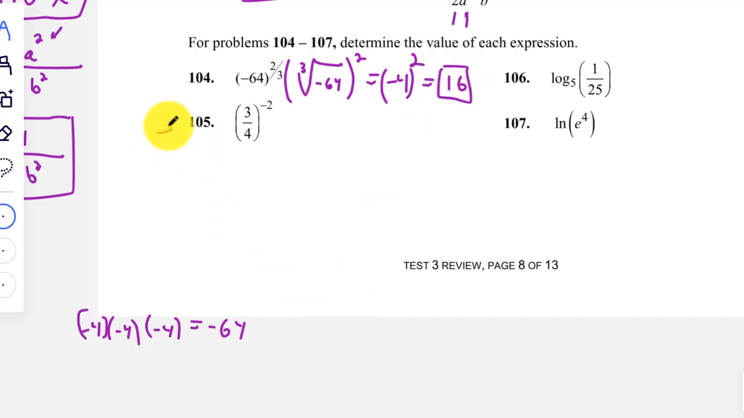For 105, to get rid of the negative exponent, we flip the base or take the reciprocal. So we make this 4 over 3 squared, which becomes 16 over 9.